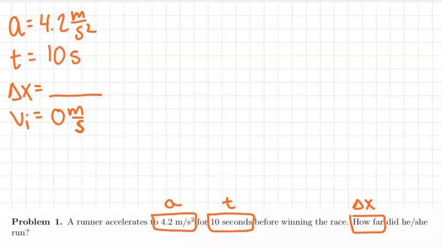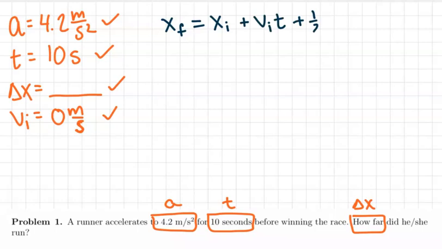The next one needs displacement, which is what we're solving for. It needs initial velocity, got it. We need time, got that as well. And then we also need acceleration. So it looks like that equation is going to be what we're using. So let's write it out. We have final position equals initial position plus initial velocity times time plus 1/2 a t squared.